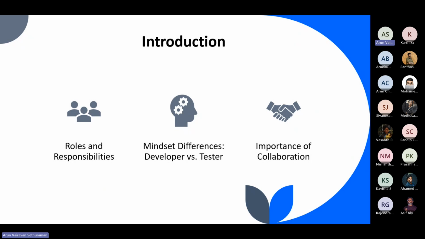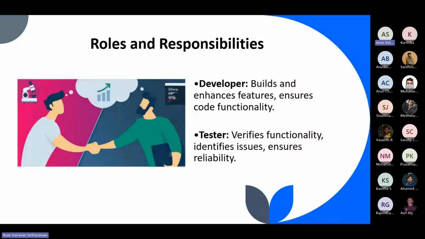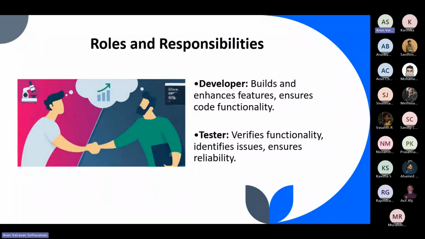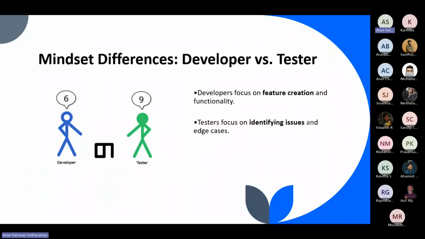A developer will always develop and enhance features and functionalities. He or she concentrates only on development and improving the functionalities. But a tester is always finding issues, ensuring reliability, and making the app quality and reliability better. There are different mindsets between the developer and tester. Many people in the testing team are in the meeting. So when developers say it's 6, then the tester will always say it's 9.